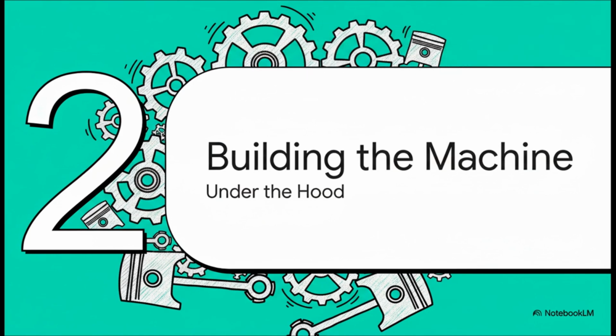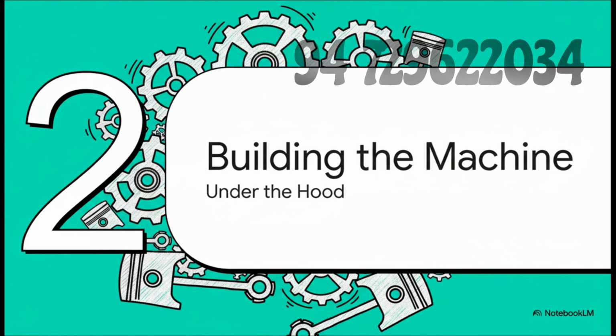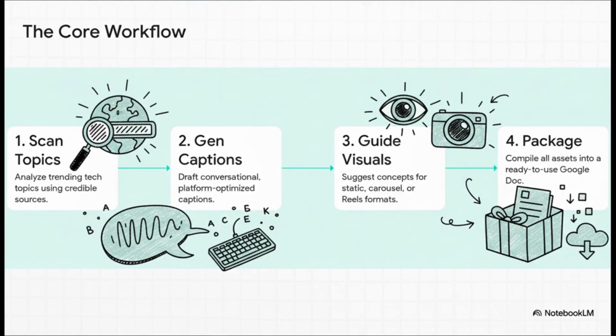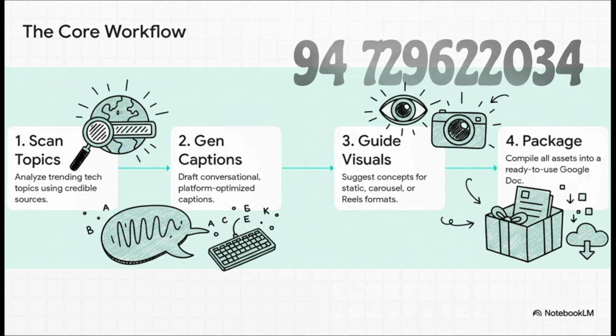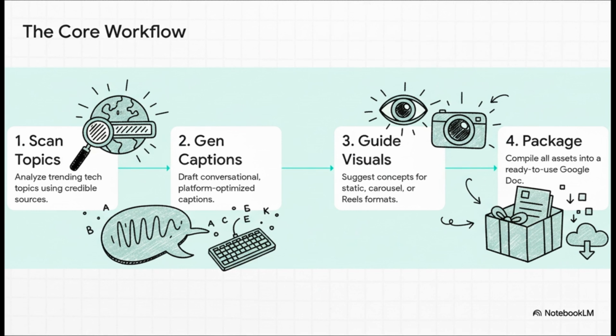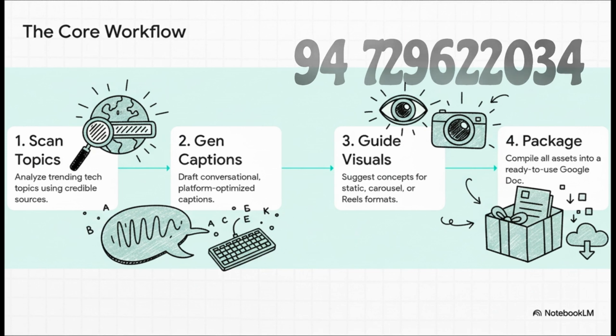What are the core functions, the gears and pistons, if you will, that make this content machine actually run? The whole thing is broken down into 4 pretty elegant steps. It starts by finding what's hot, then it crafts the words, guides the visuals, and finally it packages the whole shebang up, ready to go. You can almost think of it like a digital assembly line for creativity.